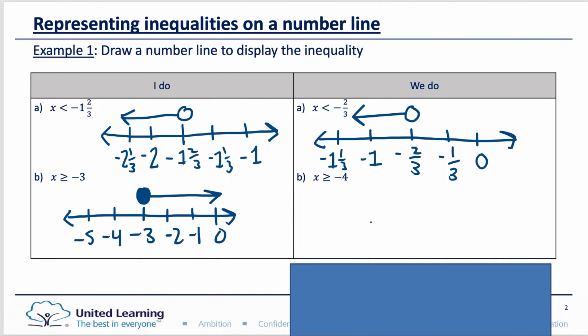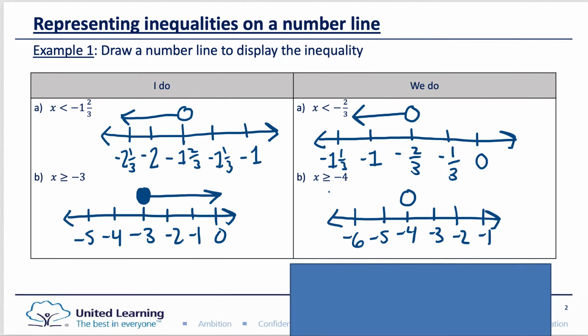Let's go to the integer question, negative 4. If I put negative 4 in the middle, getting bigger: negative 3, negative 2, negative 1; getting smaller: negative 5, negative 6. I can include negative 4 because again it says "or equals to", so I fill it in. And it says x is larger than, so I'm all of these values over here. Perfect. Grab your red pen. Hopefully that's what you did, or something similar.